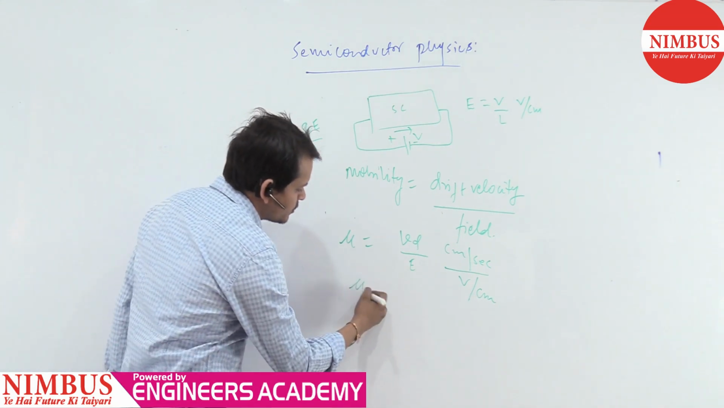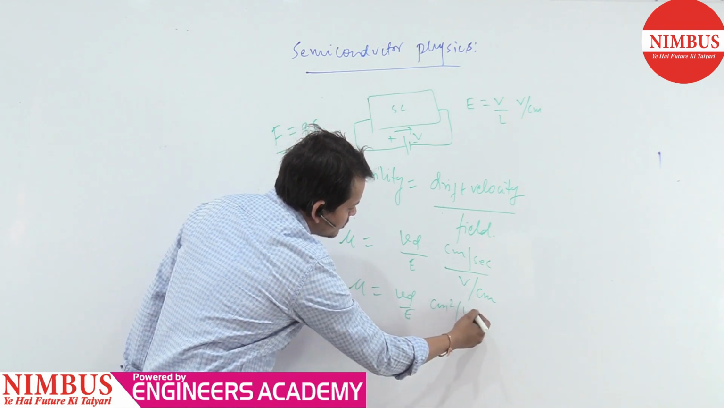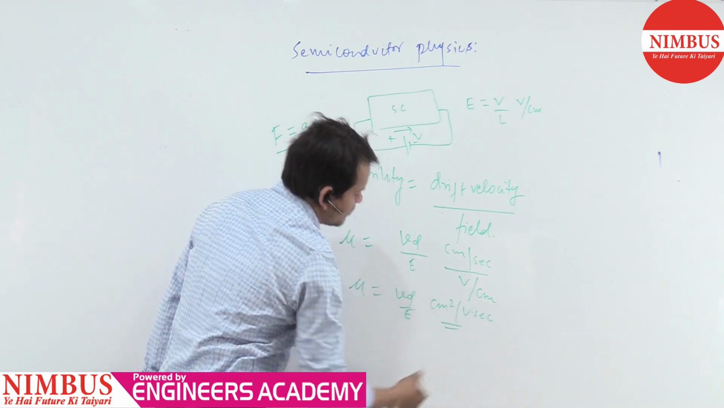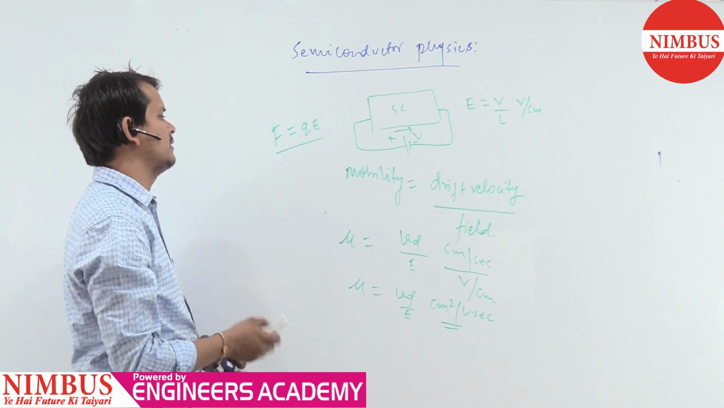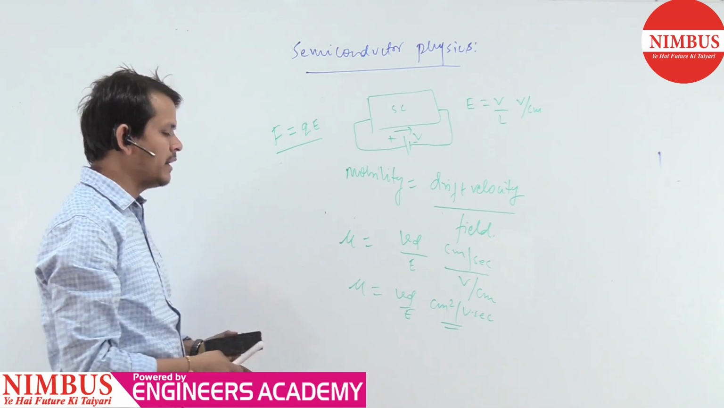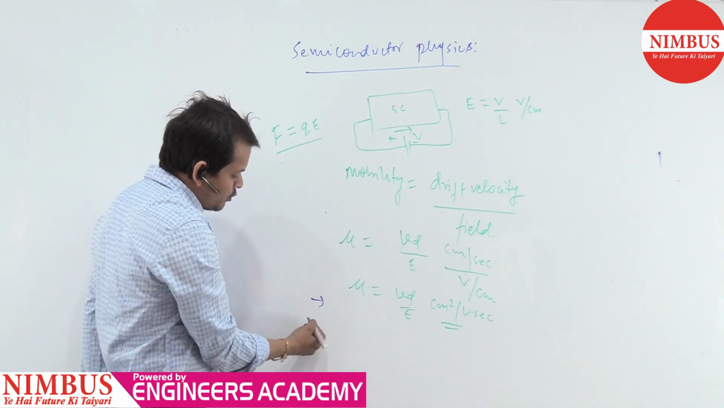So what about mu? Mu is equal to Vd upon E. It should be centimeter square per volt second. So this is the unit of this. Basically I take mobility frequently in semiconductor physics. Now I say we have two points related to mobility.